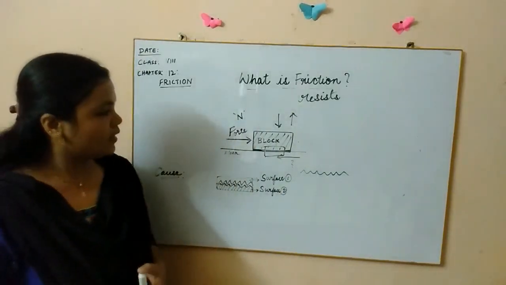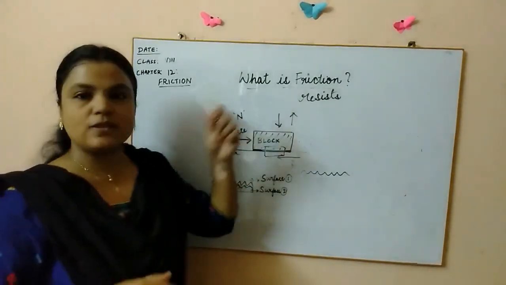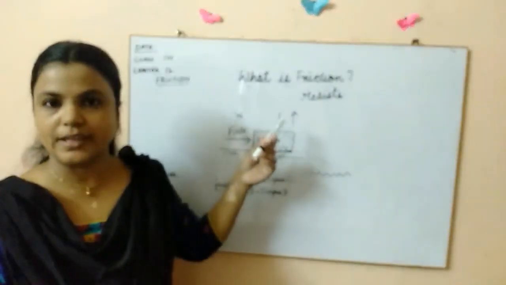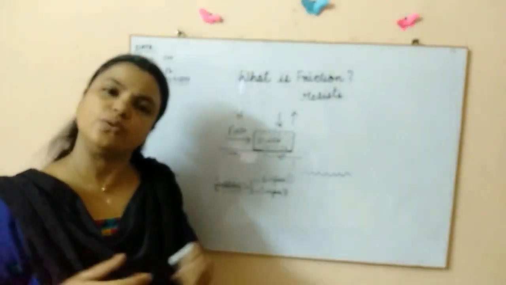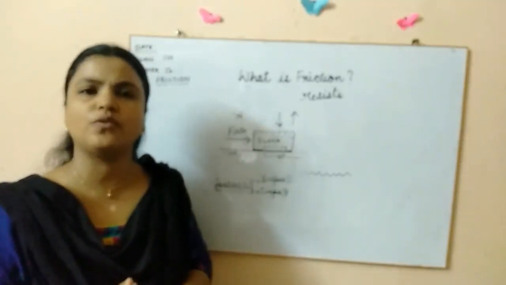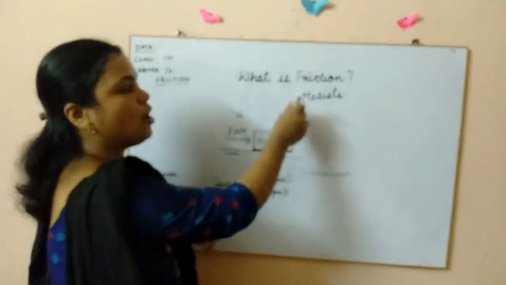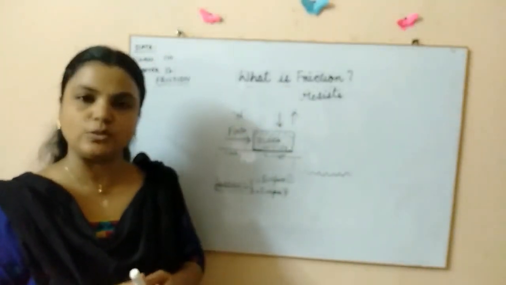Now coming to the units of friction, we all know that it is another kind of force. It is nothing but force only. So what is the unit of force, children? The SI unit of force is newtons, right? So friction is also measured in terms of newtons.